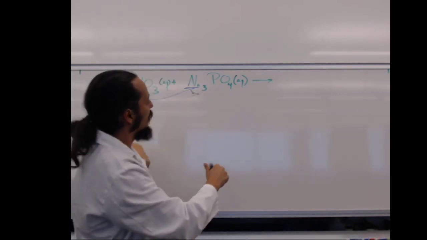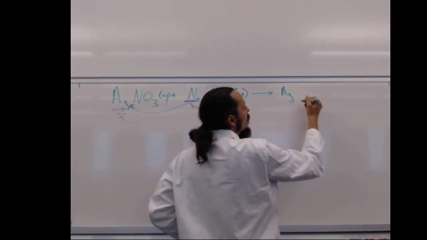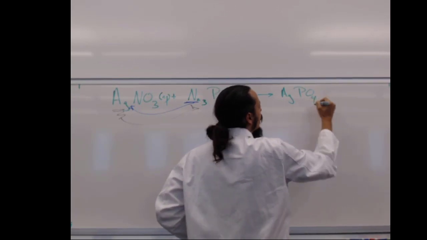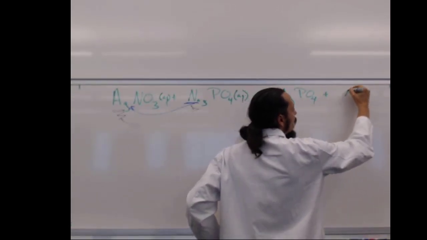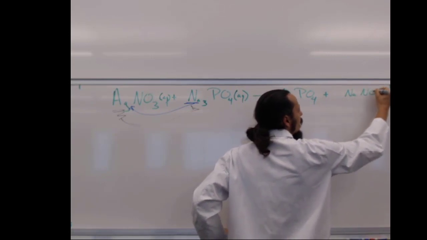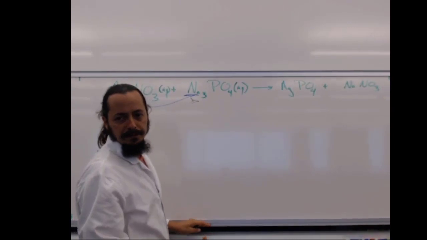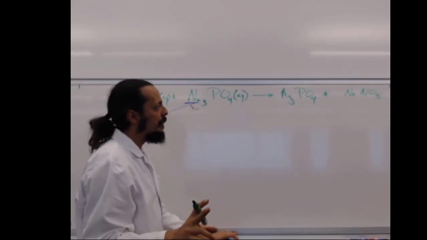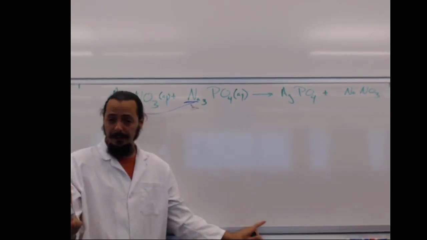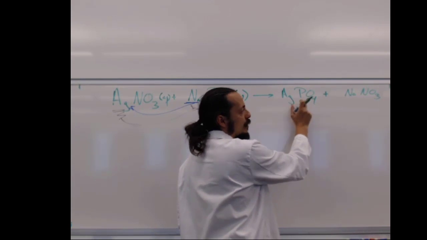Because I'm going to flip, I'm going to flop. So I'm going to make silver phosphate, putting my silver over where the sodium was, and I'm going to make sodium nitrate, putting my sodium over where the silver was. Flip and flop. Now, back to our solubility rules. Oh, first, before we get back to our solubility rules, again, we have to charge balance.